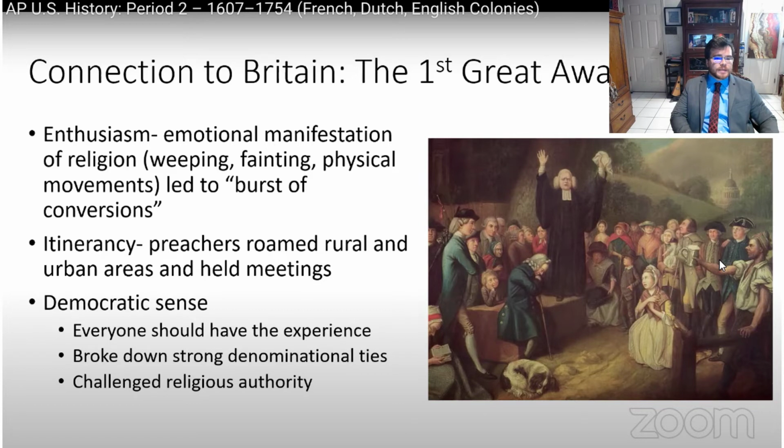So the First Great Awakening is a religious movement that doesn't start in the colonies, it starts in England, okay guys? Enlightenment starts in England. First Great Awakening starts in England. It starts in England and it's transported to the colonies with the information age, right? With the printing press, new books are being written.